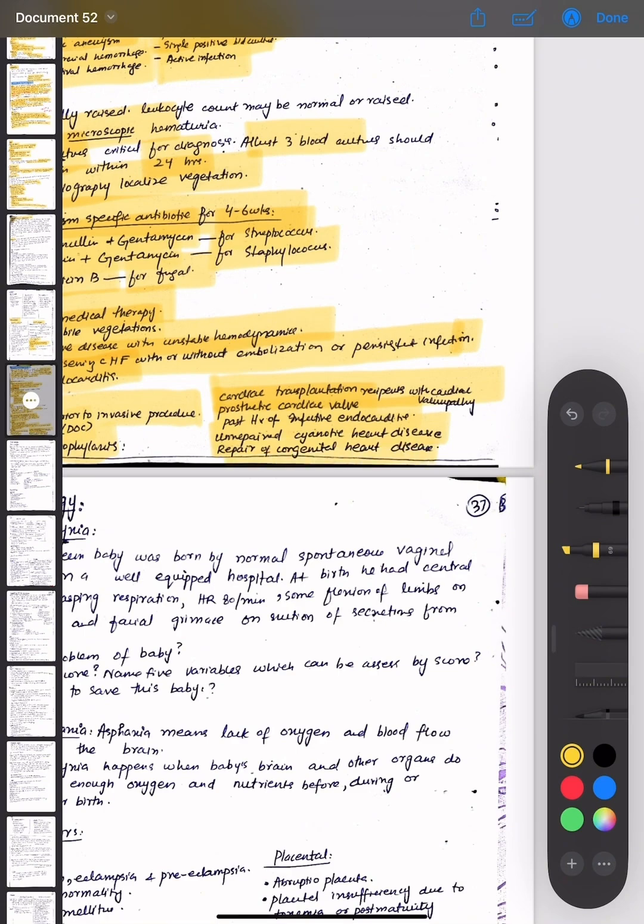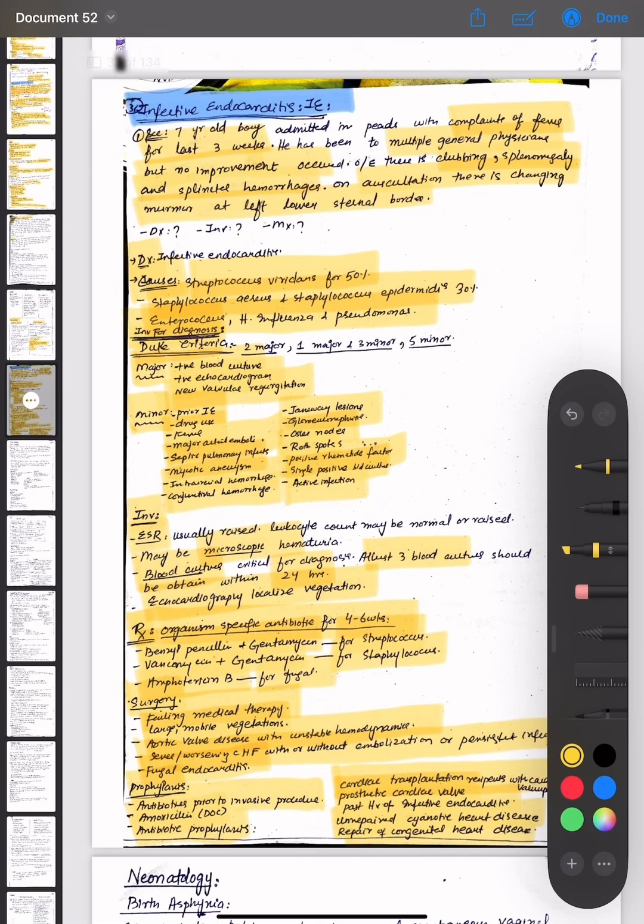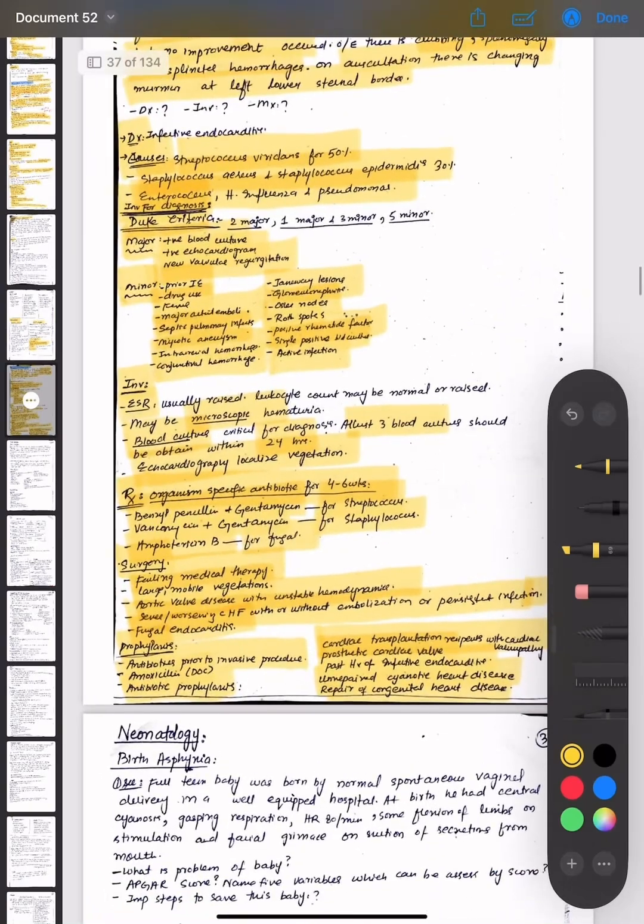So, we have discussed infective endocarditis, its scenario, then the diagnosis, the causes, and the criteria for it, which contain both major and minor criteria, that is Duke's criteria, and the investigation options and the treatment, and then the surgery and the prophylaxis for infective endocarditis.